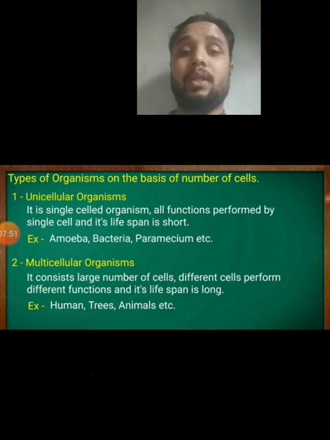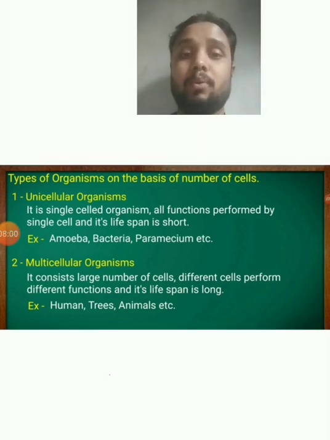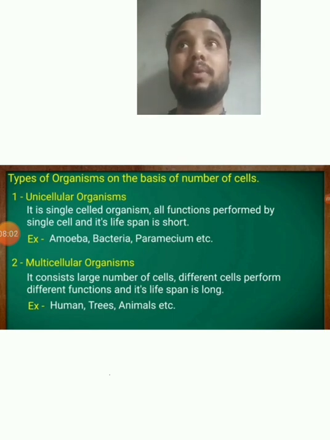Okay, understood? So in multicellular organisms, many cells are there. That is, each cell performs different functions. A large number of cells are there in our body. Large means numerous cells are there. Different cells, and each cell performs different functions. Its lifespan is too long.